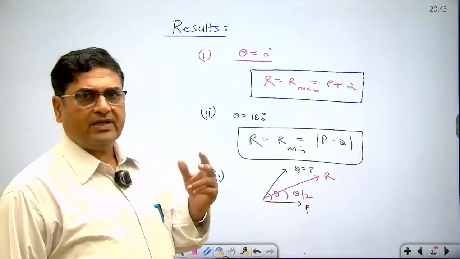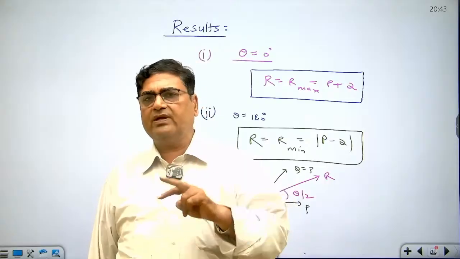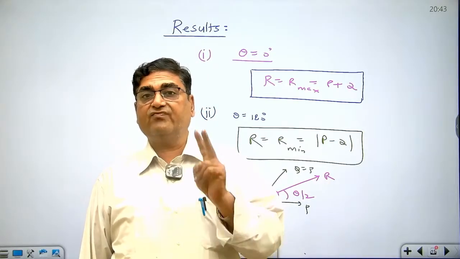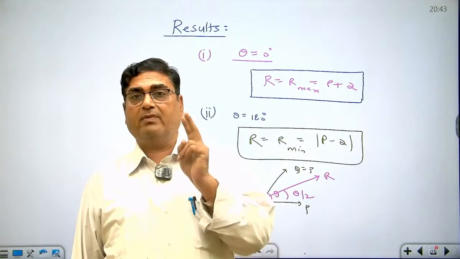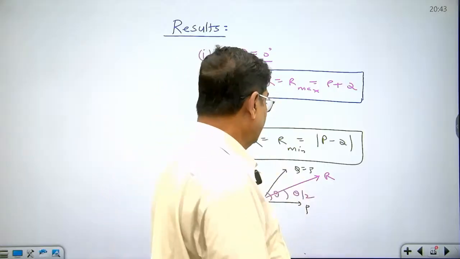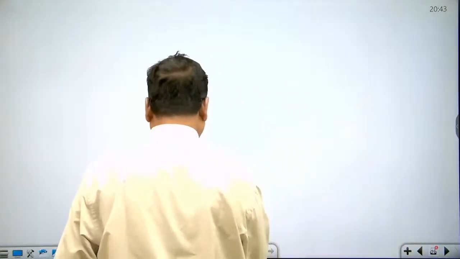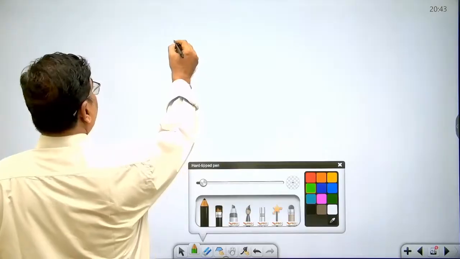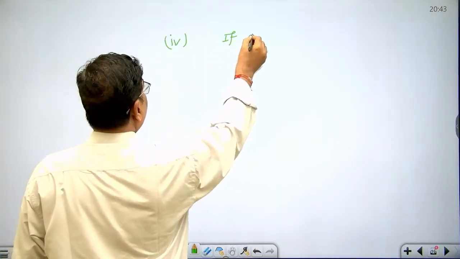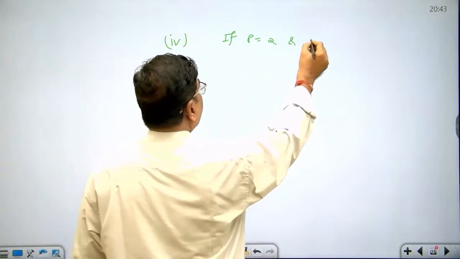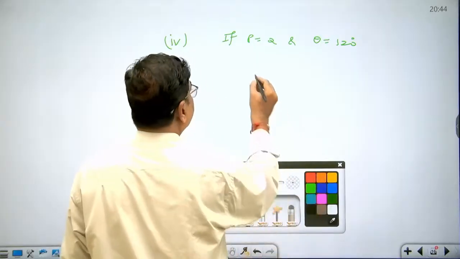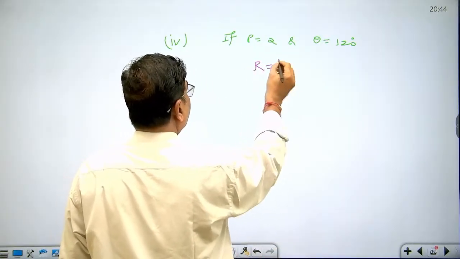Now, dear student, I am telling you two more important results. If two vectors are of same magnitude and the angle between the vectors is 120 degree, cos 120 degree equal to minus 1 upon 2, then the resultant will be equal to the magnitude of any one vector. Okay. Now let's see the fourth important result. All these results have been derived from these two equations. Okay. So if P equal to Q and theta equal to 120 degree, then dear student, R will be equal to P. Okay.